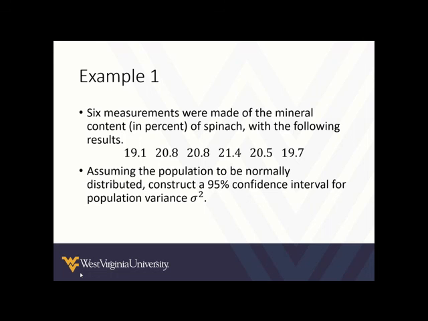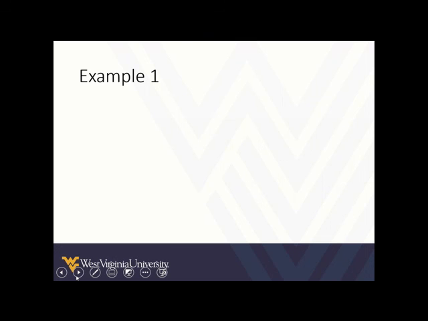19.1, 20.8, 20.8, 21.4, 20.5, and 19.7. And so we want to say that assuming the population to be normally distributed, we'd like to construct a 95% confidence interval for the population variance, sigma squared. And so we do know that our sample size is 6. I'm going to go ahead and let you know that our mean is 20.3833, and I went ahead and calculated our sample variance to be 0.70167.